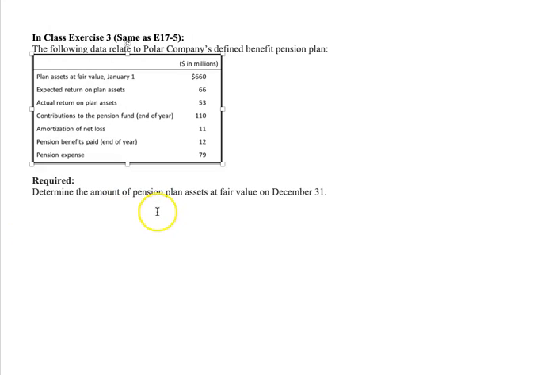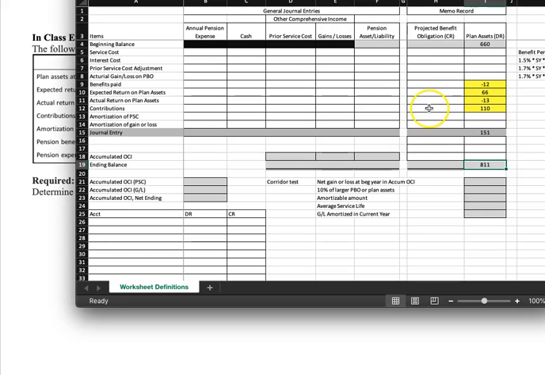so that would be the answer here, $811 million. I always use these worksheets to help me solve them because I know in these worksheets, let me just show you, these first 5 items are part of our projected benefit obligation. Then the next 4 items here, they're part of your plan assets.